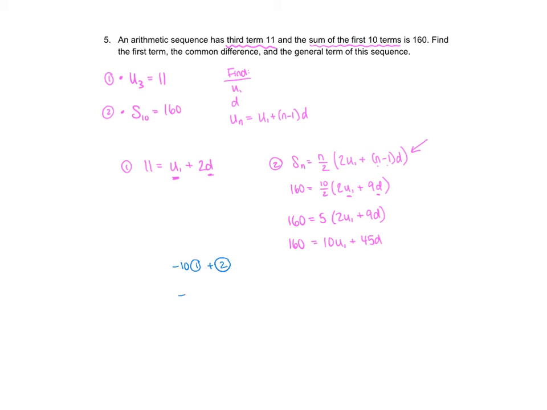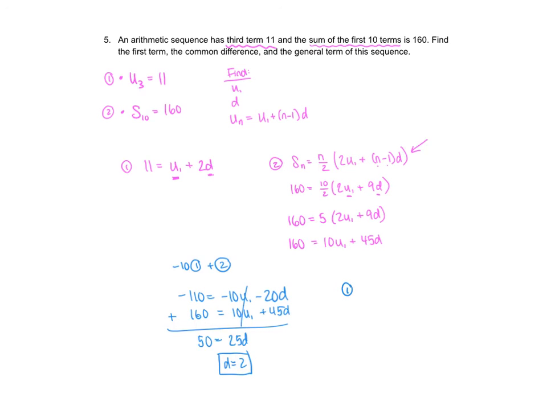So I get negative 110 equals negative 10u1 minus 20d. And then I'm going to put equation 2 right underneath it, plus 45d, and I'm going to add. So I get 50 equals, those cancel, and I get 25d. So then if I divide by 25, d is 2. Beautiful.